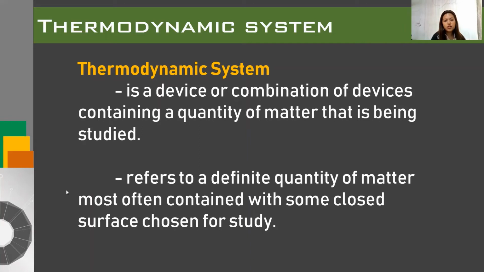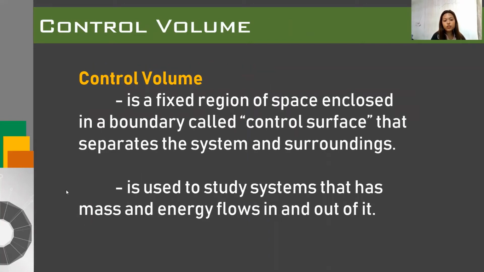First, control volume is a fixed region or space enclosed in a boundary called the control surface that separates the system and the surroundings. It is used to study systems that have mass and energy flows in and out of it. So again, it is used to study systems, and that's why we need to define it first.